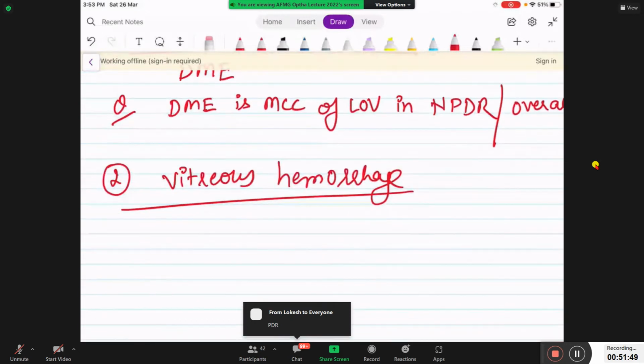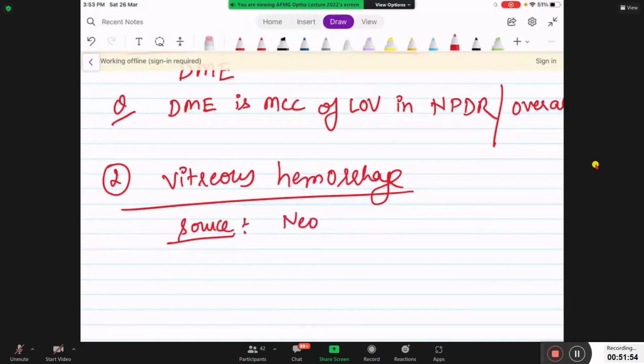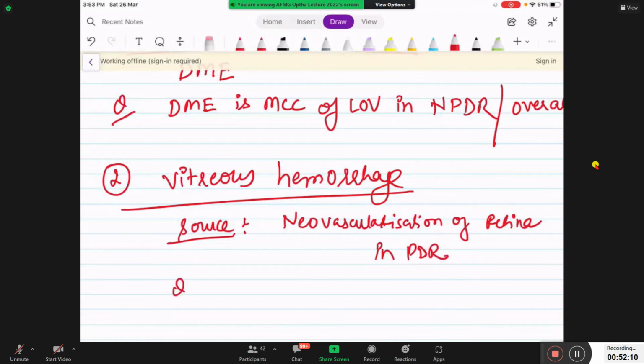Write down. So what is the source of this vitreous hemorrhage? Write down. Source is neovascularization of retina in PDR, proliferative diabetic retinopathy. Now write down question. Vitreous hemorrhage is the most common cause of loss of vision in PDR.